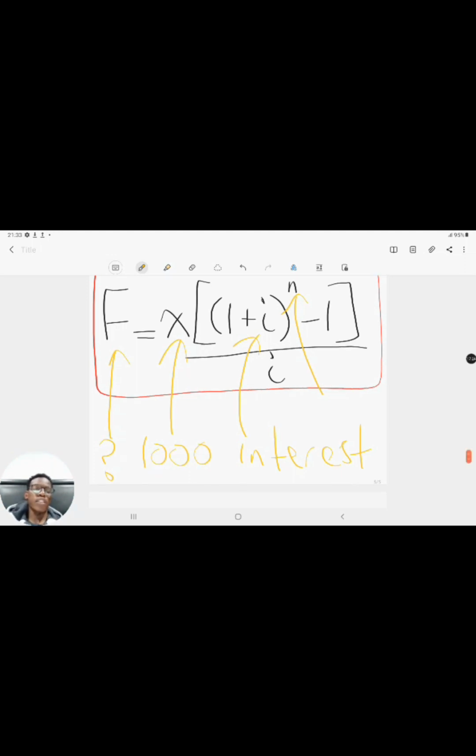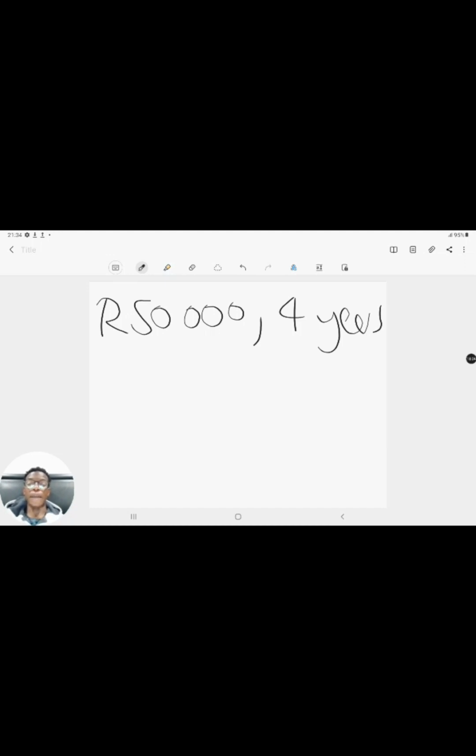So for instance, let's think of an example. Let's say, look, in future I want to have 50,000 rands. I don't have it currently, but I want to have it in the future. How much money will I need to put into a savings account on a consistent, continual basis to get to 50,000 rands after 4 years? Say I want to put money into an investment account, and I want that money to grow with a certain interest rate. How long do I have? How much do I have to put in?